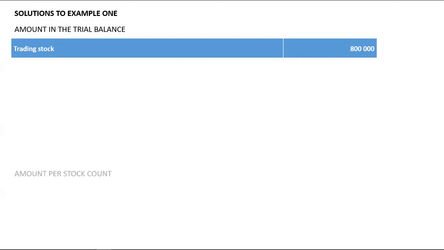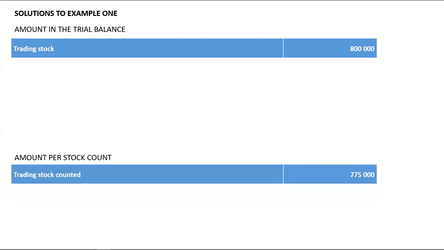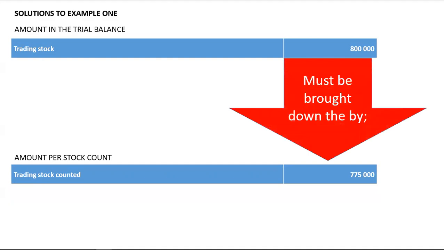775,000. Meaning that what we have in the trial balance, we can't rely on that one. We can only rely on the stock that we have counted. The one that we counted must be reflected in our books. So we need to correct the one that is in the trial balance by bringing it down. By how much in this case? We're going to bring it down by 25,000. This 25,000 is what we call trading stock deficit. The reverse will be a surplus, obviously.